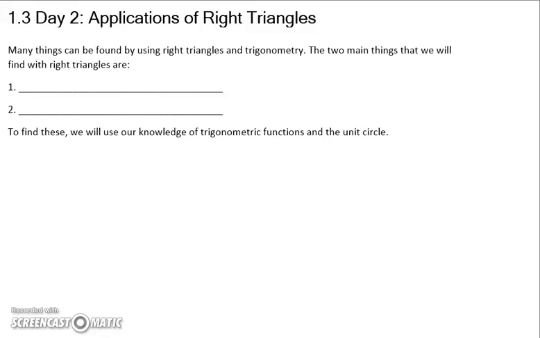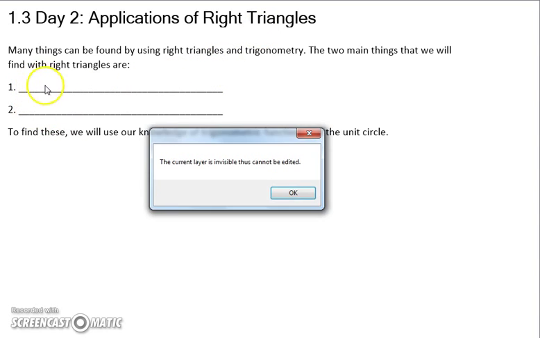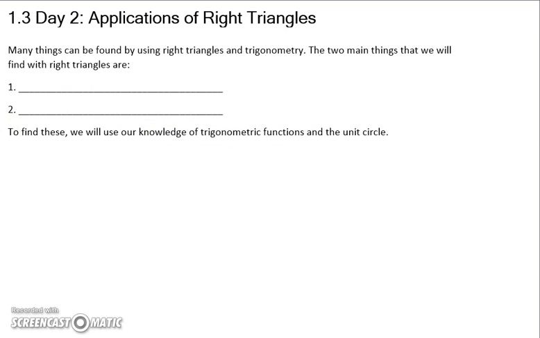Alright, in this video we are going to talk about section 1.3, day 2, applications of right triangles. There are many things that can be found using right triangles in trig, but the two main things that we're going to find with right triangles are distances and angles. So distances between two things and the angles between two things.